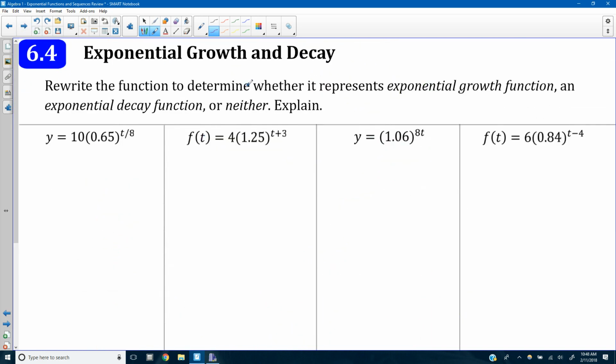Okay, exponential growth and decay. There are going to be a couple of problems here. First, we're going to refer to these. Not going to take too long on these ones, but then we're going to have some word problems. Rewrite the function to determine whether it represents an exponential growth function, an exponential decay function, or neither, and please explain. Sounds good. Okay.